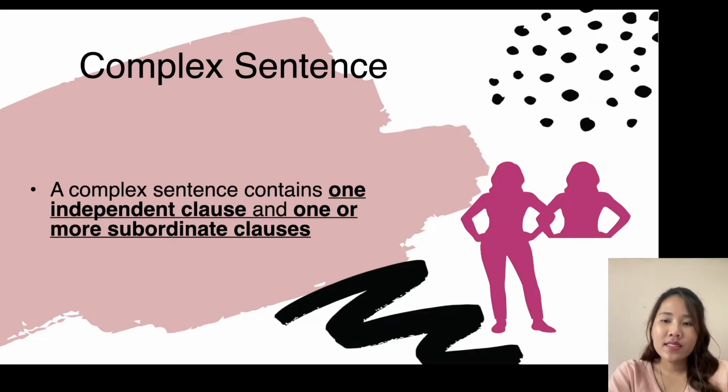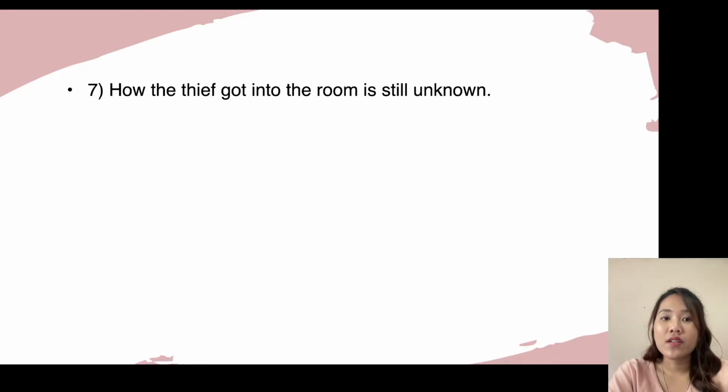A complex sentence, as I mentioned before, contains one independent clause and one or more subordinate clauses. But the main idea here is that just one independent clause matches with one or more than one dependent clause. For example, here: how the thief got into the room is still unknown.